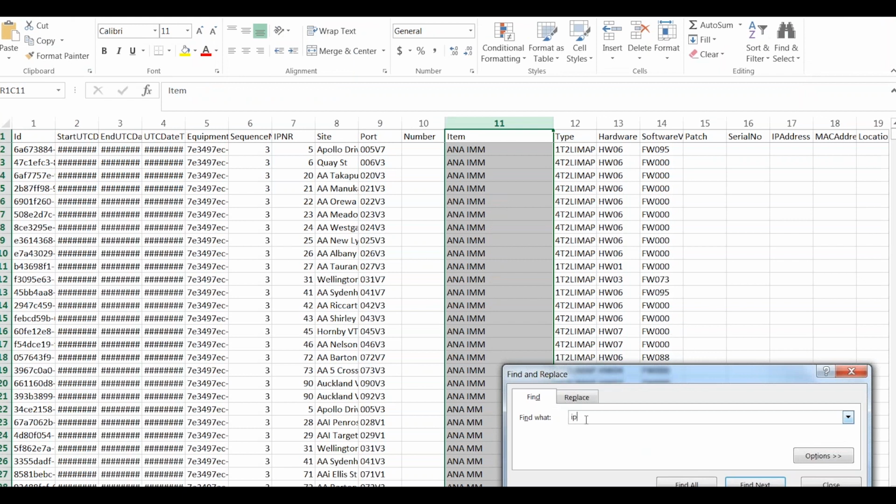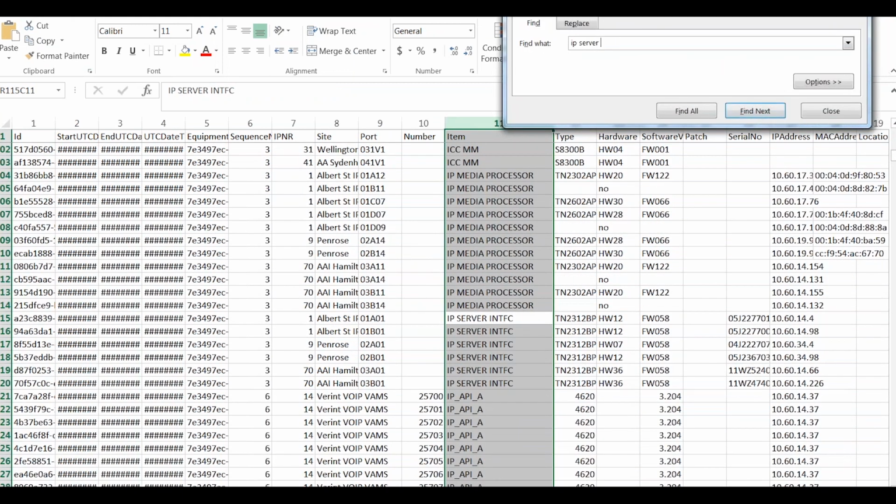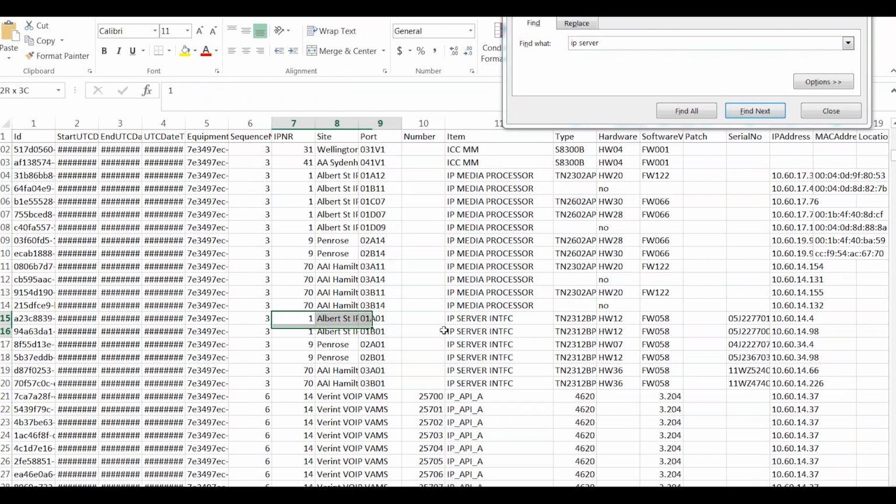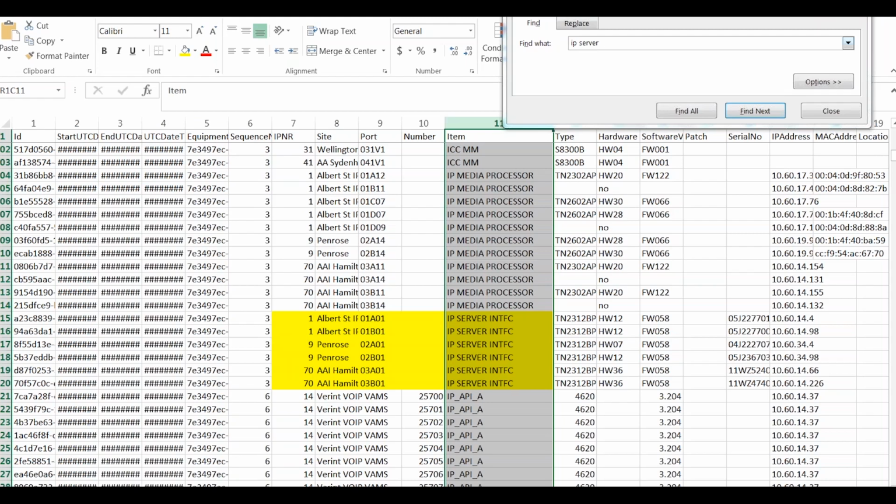So IP server interface, that'll be enough of a qualifier for us there. So we can see that the IPSEs are in IP network region 1, 9 and 70. So IP network regions 1, 9 and 70 we're looking at there, and that's port networks 1, 2 and 3, as you can see. So there's our port networks.